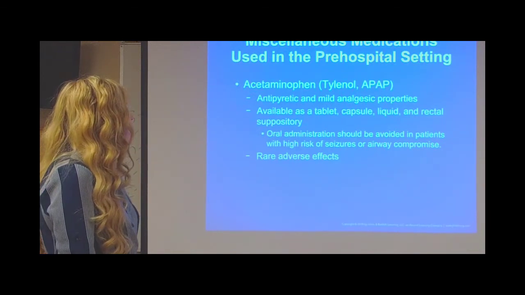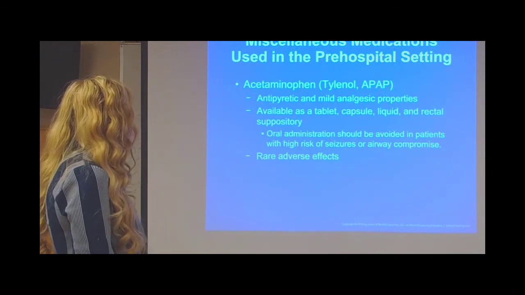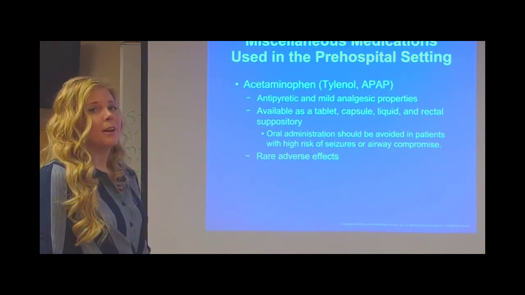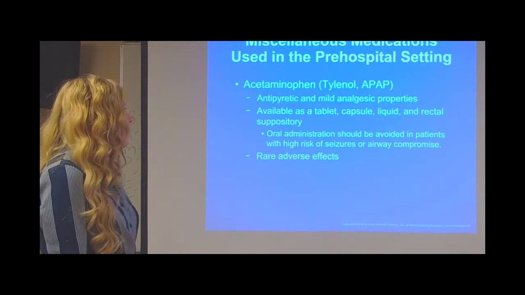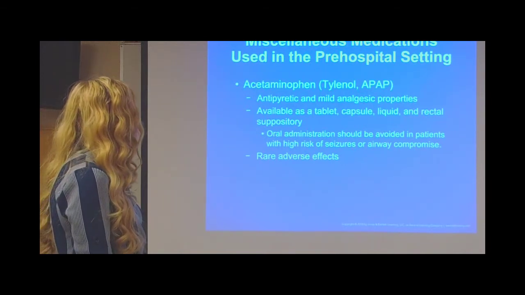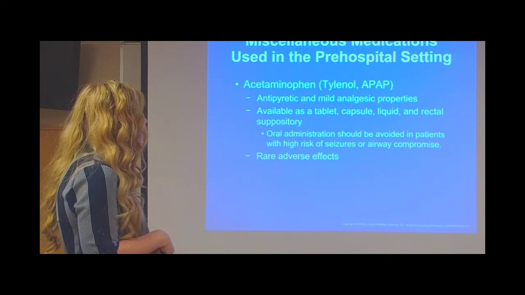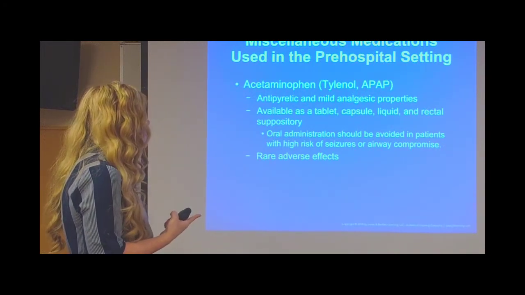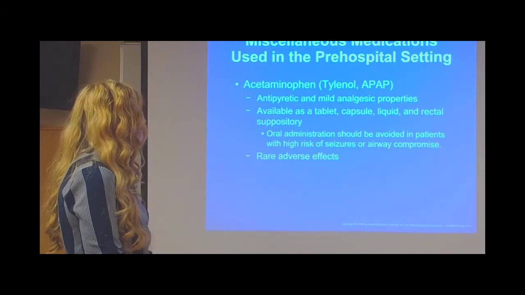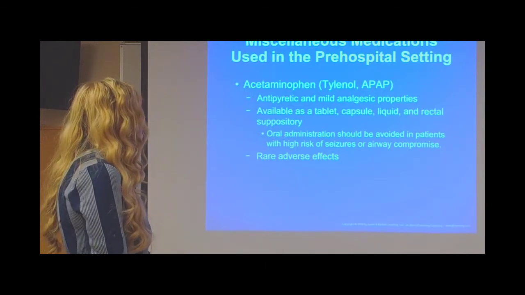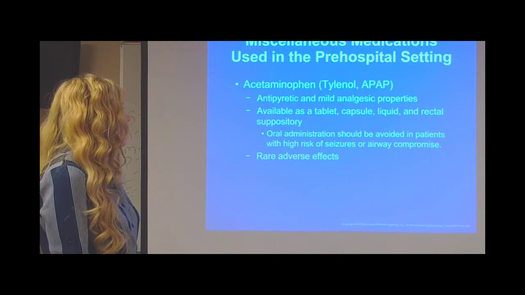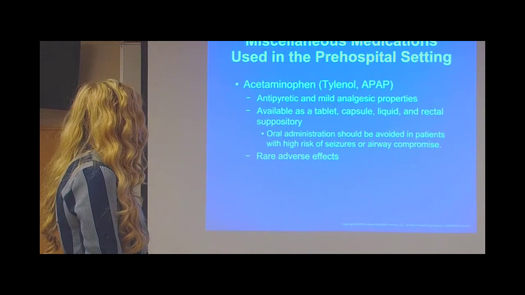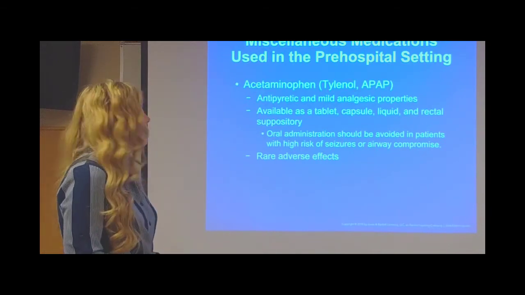Medicines that are used in a pre-hospital setting, these are kind of miscellaneous. So we've got Tylenol here, which is an antipyretic, so it helps with fever. It also has analgesic properties, so it helps with pain. It's available in various dosage forms. Not listed here, Tylenol is available IV and is given quite a bit in the hospital IV as far as I know. Oral administration should be avoided in patients with high risk of seizures or airway compromise. It doesn't really have that many adverse side effects either.